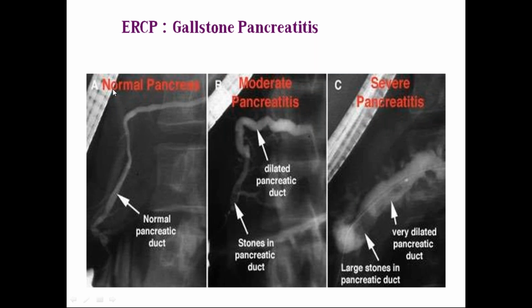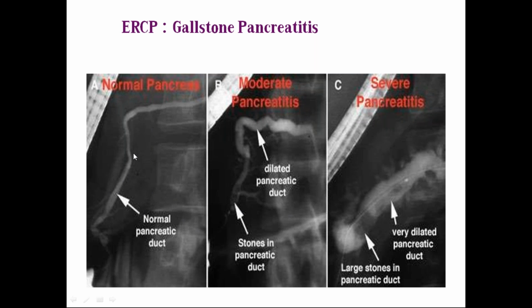This is endoscopic retrograde cholangiopancreatography. For cannulating the ampulla and opening of the duct at the major duodenal papilla, the dye is injected retrograde from its opening to its starting position. It is known as retrograde cholangiopancreatography.